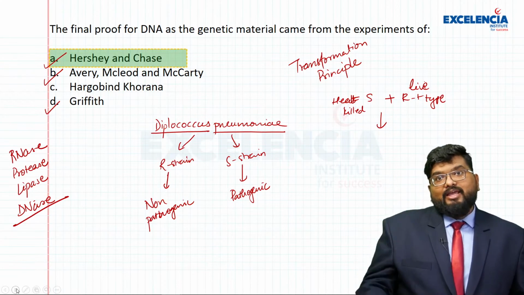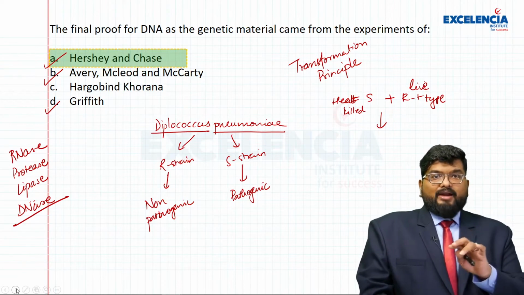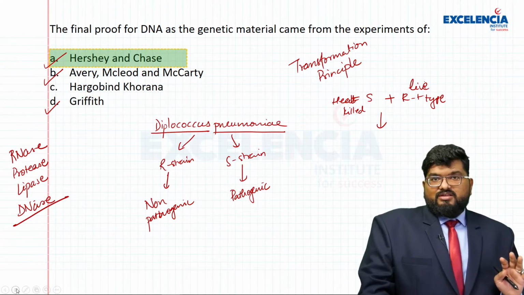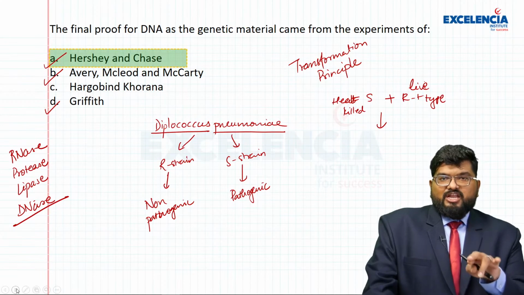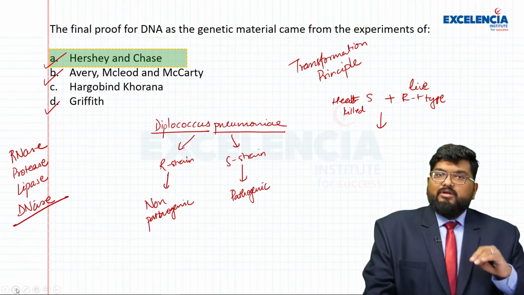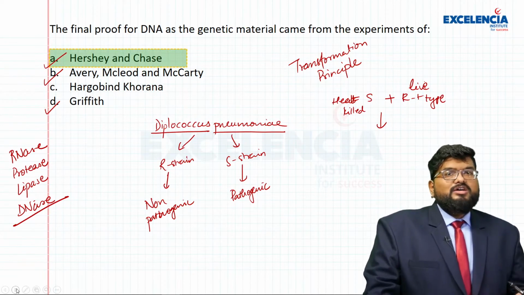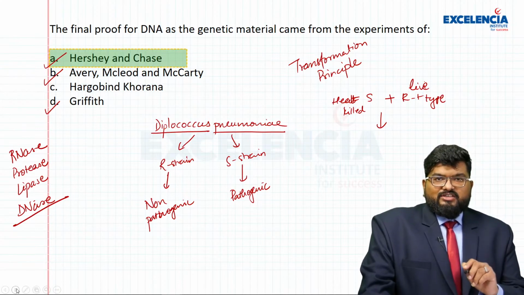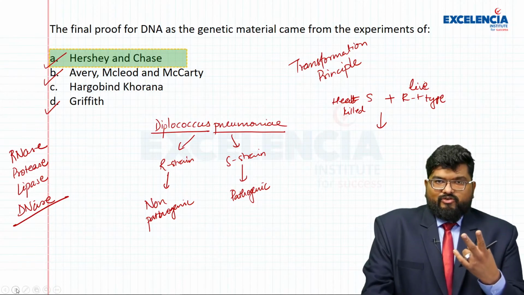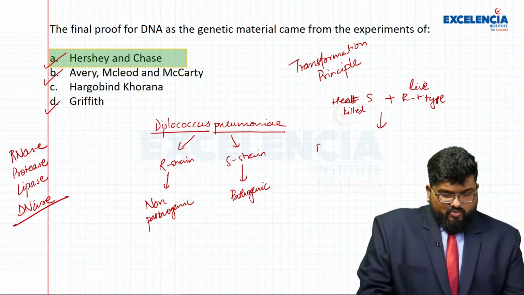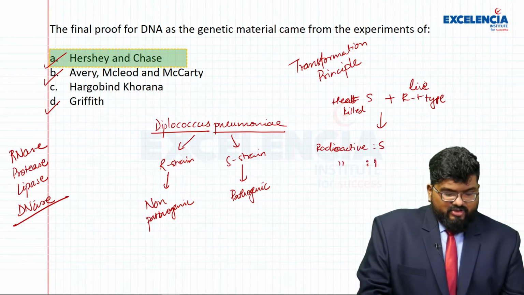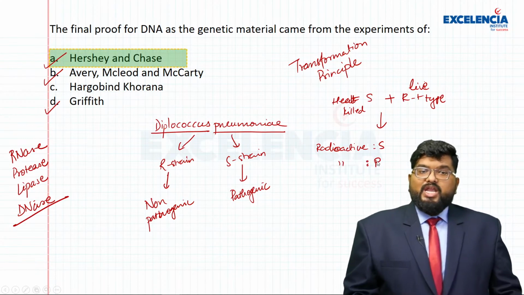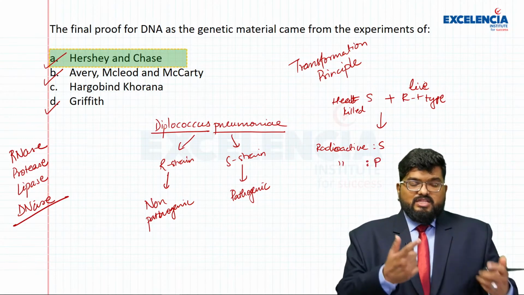They utilized bacteriophages. It is known that a bacteriophage's genetic material is DNA. It injects its DNA, its genetic material, into the bacterial cell. So what Hershey and Chase did is, they used two types of bacteriophages. One with radioactive sulfur and the other with radioactive phosphorus. Radioactive sulfur will be present in the protein coat.